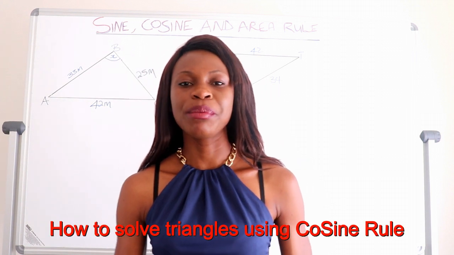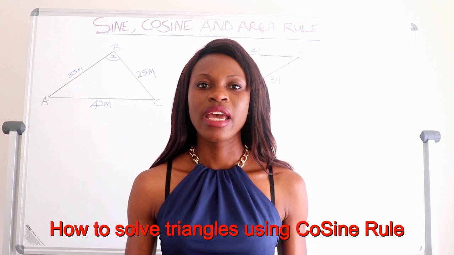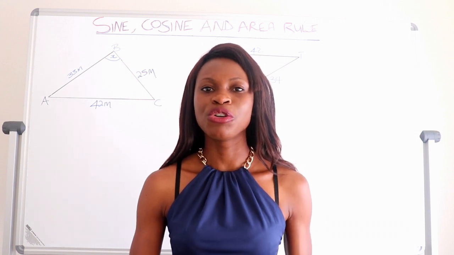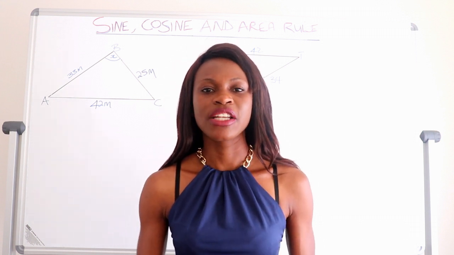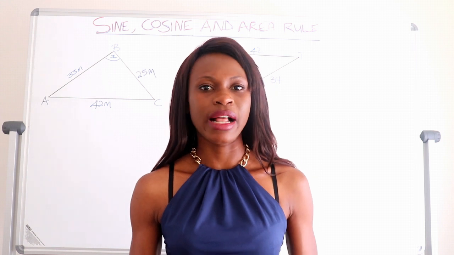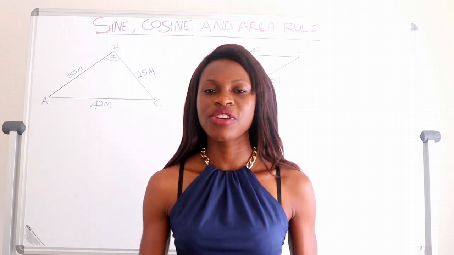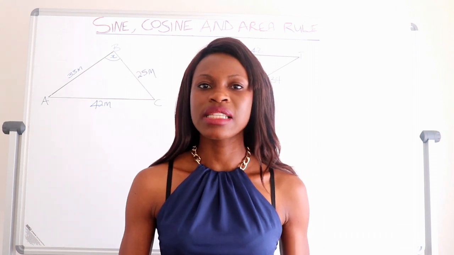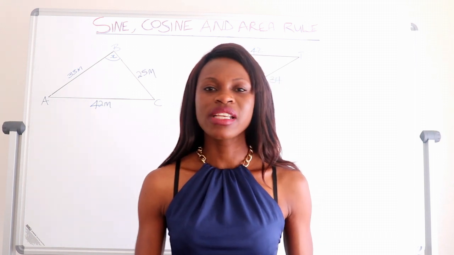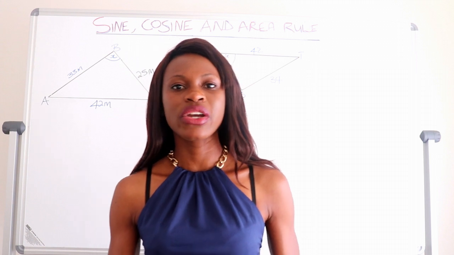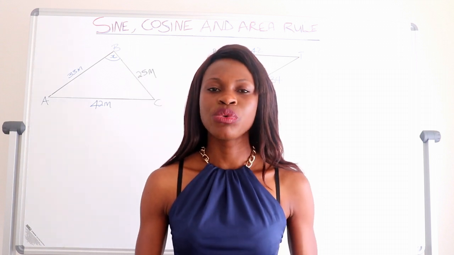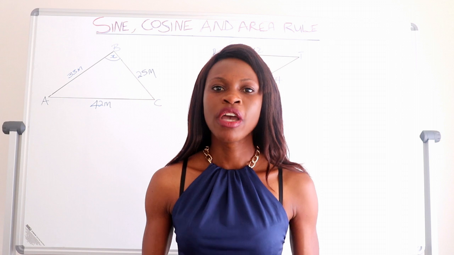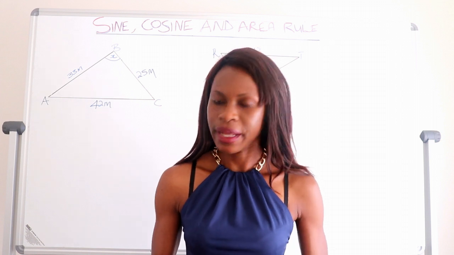With the cosine rule, remember that you use it to find the unknown length if you are given the two sides and an included angle, and you can also use it to find the unknown angle provided that you are given all the three sides in the triangle. So for this case right here, we are given the three sides of the triangle and we are asked to find the angle or one of the angles in the triangle.